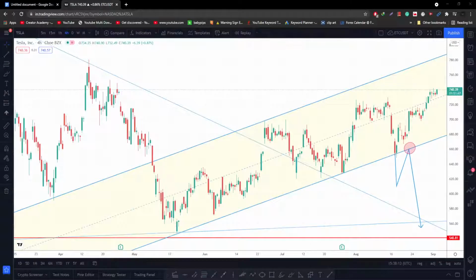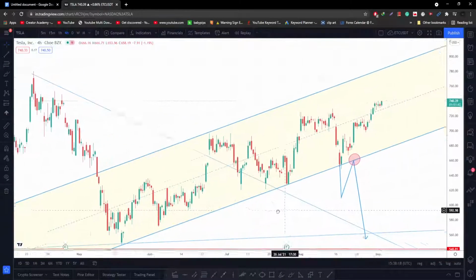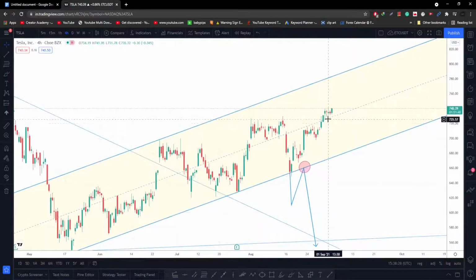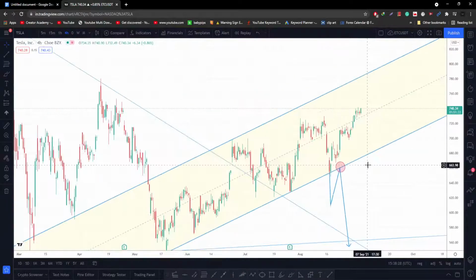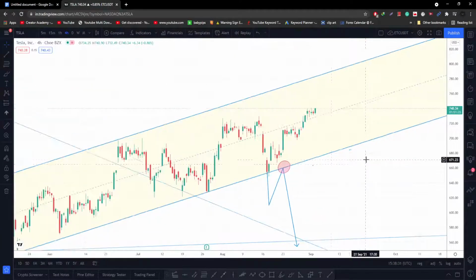Yeah, you see it? This is Tesla, and see where it is headed. It is testing these broken resistances as fresh supports, and it is headed upwards. So 780, 790 is on the charts soon. But yes, you should not be buying it now. You should always be looking for buying opportunities in stocks near the channel lows.